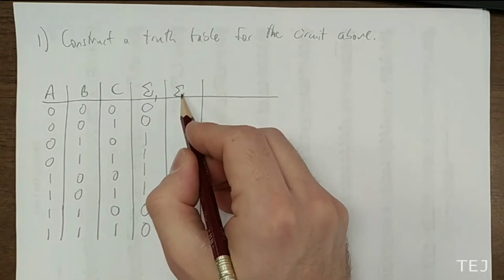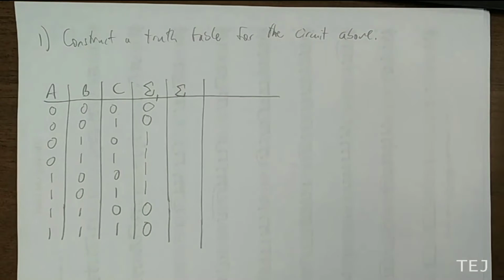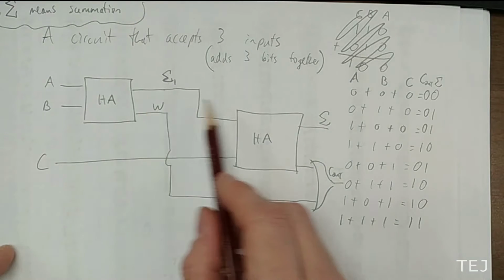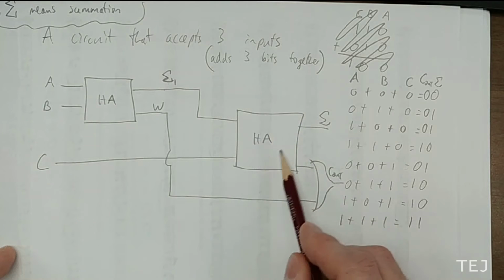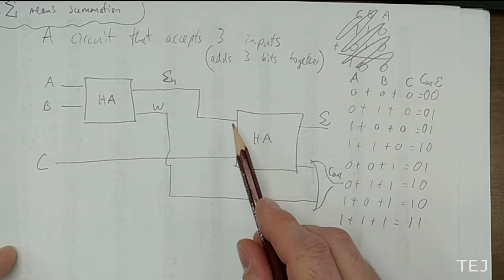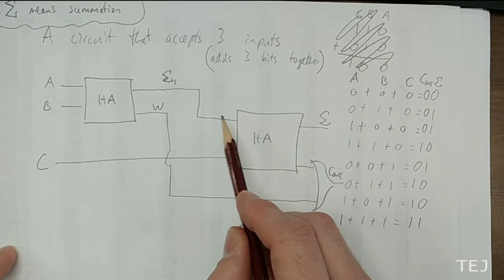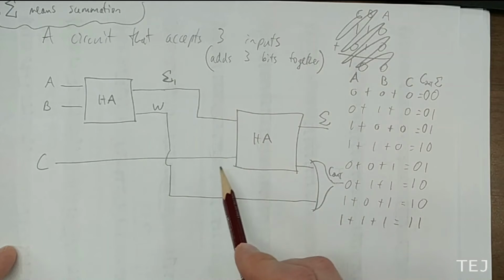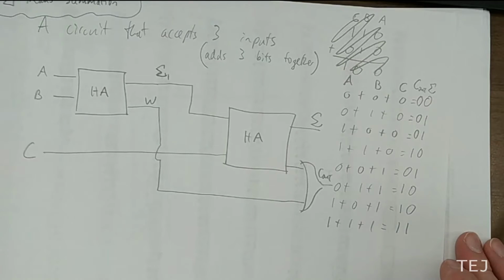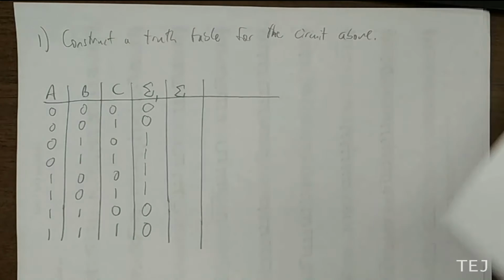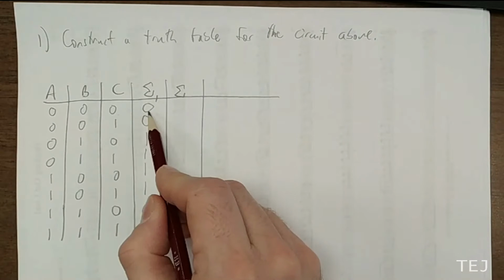And the next column, sigma, is the summation from this half adder. That's from sigma 1. It's the XOR of sigma 1 and C. So we're going to do the XOR of sigma 1 and C. So these two columns here.